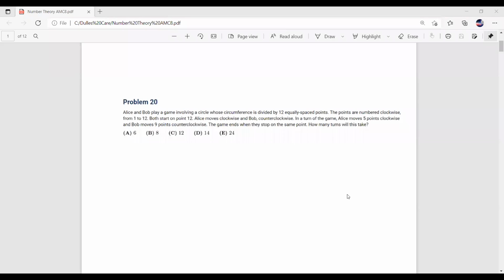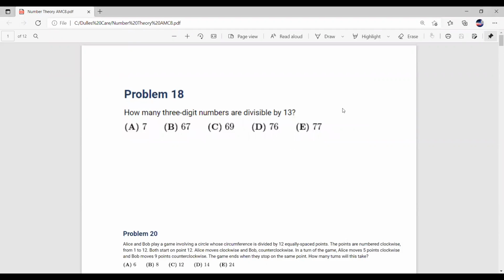So today we'll be doing an introduction to number theory in the AMC8. Let's start with a fairly basic problem to start today's class. How many 3-digit numbers are divisible by 13? You'll notice that especially in the AMC8, number theory problems mainly consist of basically division or some other variant of division. So let's start with this problem.